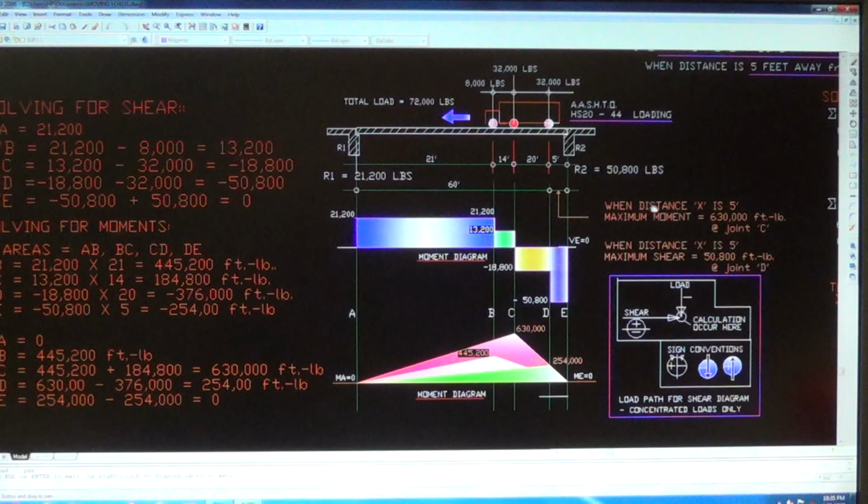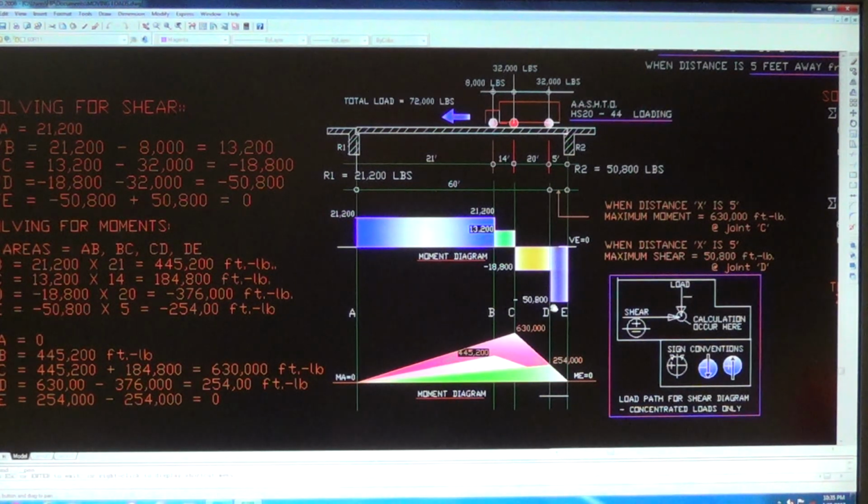Alright, and then you draw the conclusion: when distance x is 5, when the wheel is 5 feet away from the center line of the support, maximum moment is 630,000 foot-pounds at joint C. And when the distance x is 5, this is the x distance, distance of the moving loads, the maximum shear is equal to 50,800 at joint D right here. That's where the maximum shear force is.